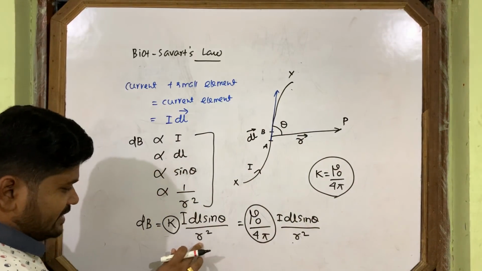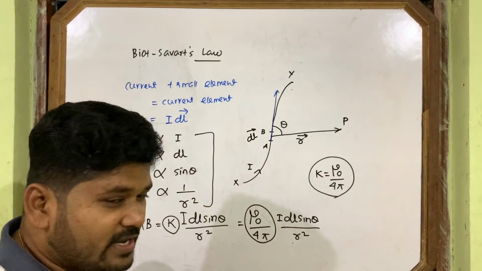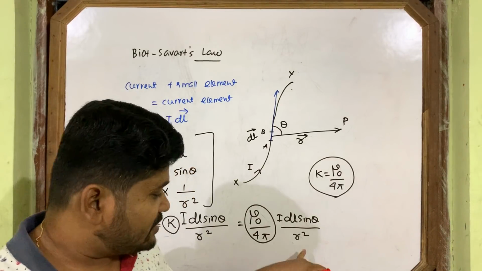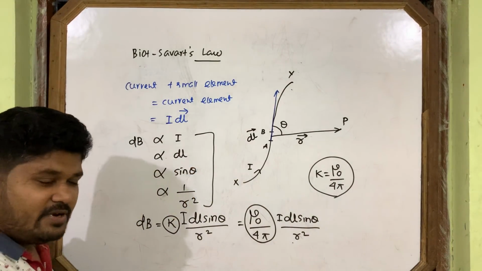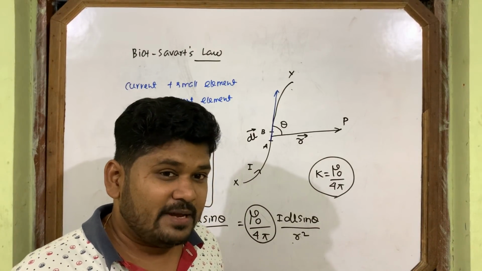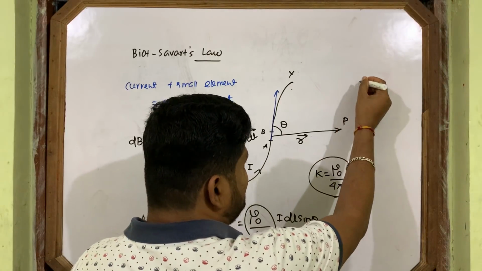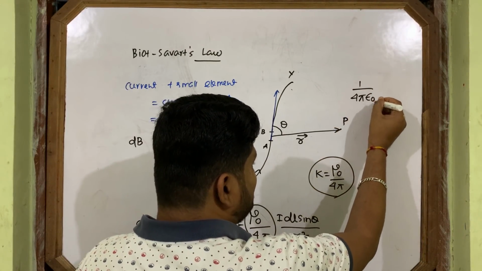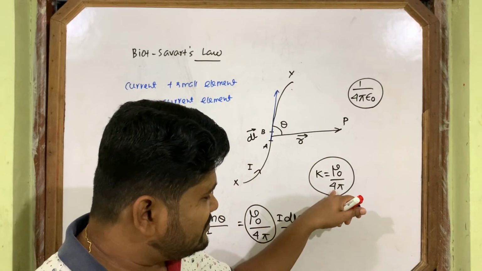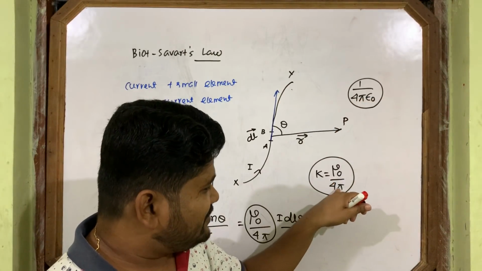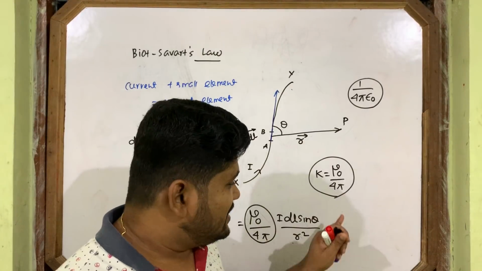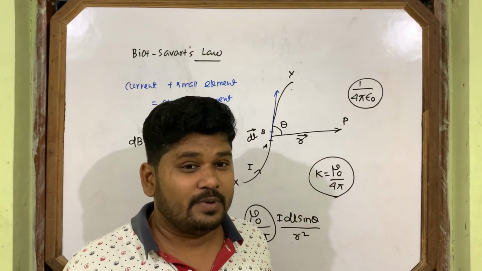That also depends inversely on the square, an inverse square law. This is also an inverse square law, inversely proportional to the square of distance. There is a lot of similarity. And there was also one constant k, 1 by 4 pi epsilon naught. Have you remembered? 1 by 4 pi epsilon naught, 9 into 10 power 9. The same thing you see here. 4 pi is there, 4 pi is here. Only thing is epsilon naught was in the denominator, but here mu naught is in the numerator.